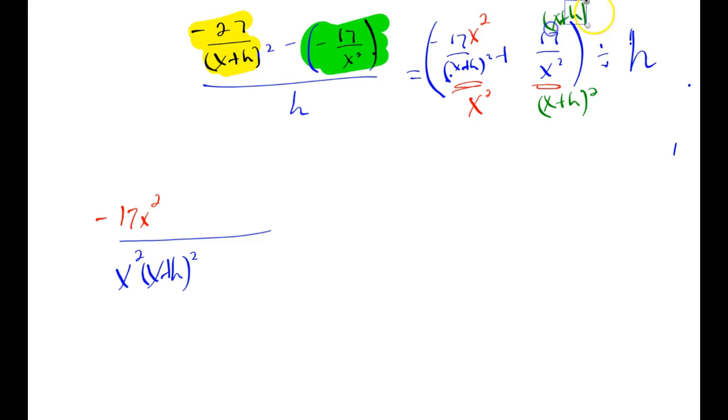The second one looks like it's lacking the x plus h quantity squared, so I'll have to multiply the numerator and the denominator by x plus h quantity squared, bringing down a positive 17 times x plus h quantity squared. And don't forget, I've got to divide by h. I'm going to rewrite that as times 1 over h.